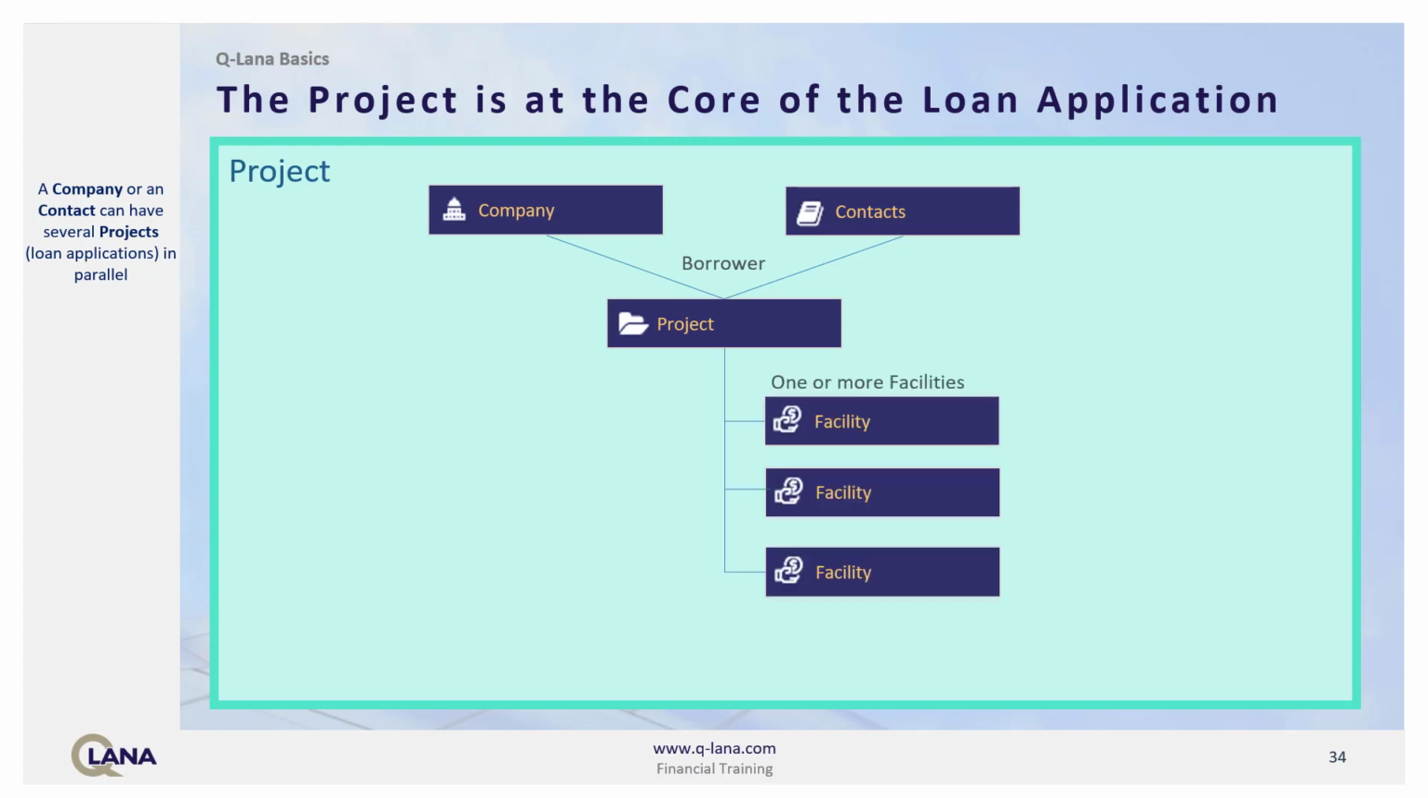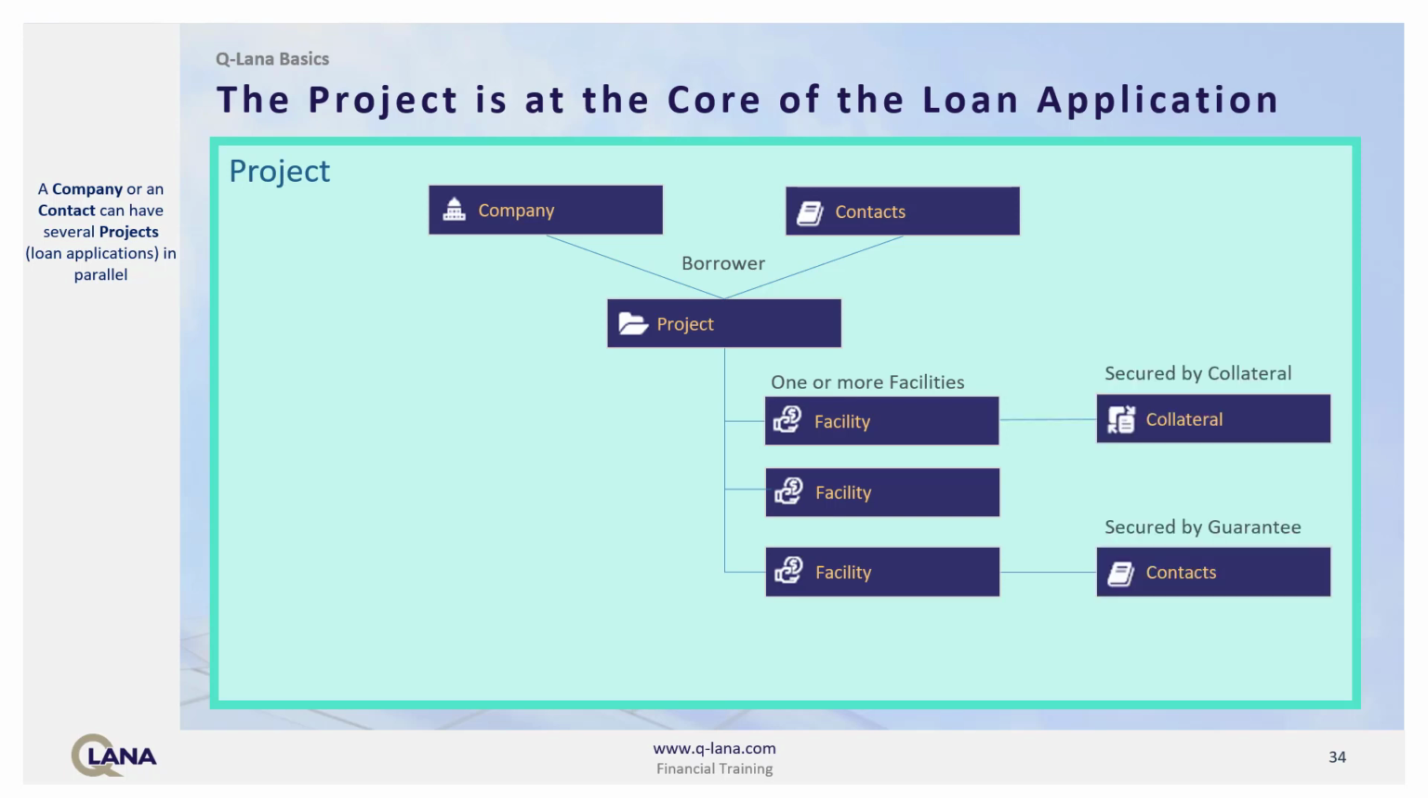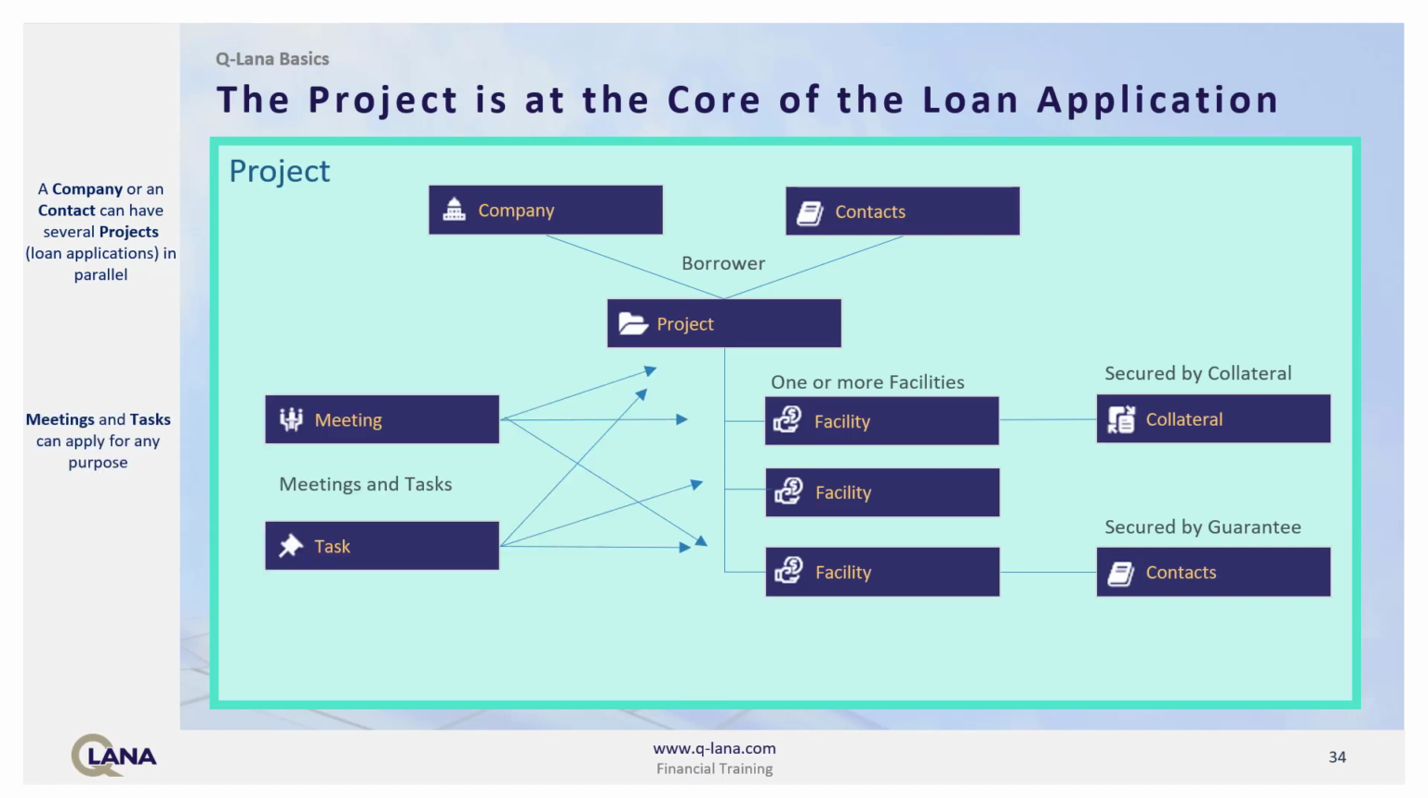A project is linked to one or more facilities. These facilities are potentially secured by collateral or guarantees. And for each project, you can organize an unlimited amount of meetings or tasks that can relate to specific activities required, for example, to convene committee meetings.